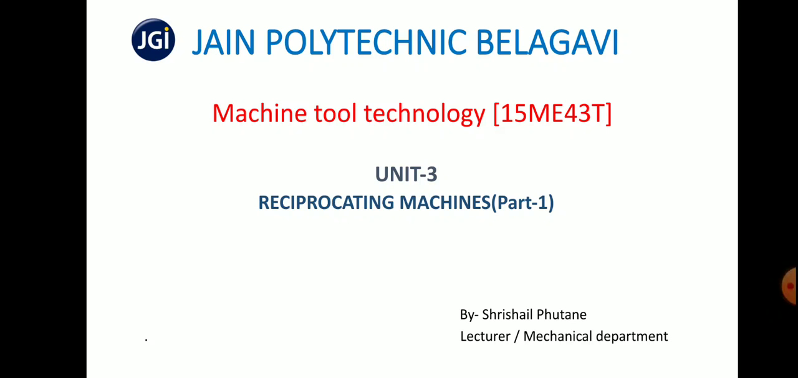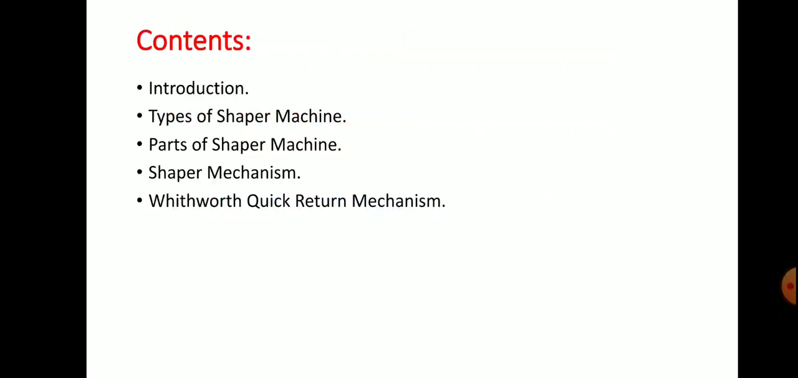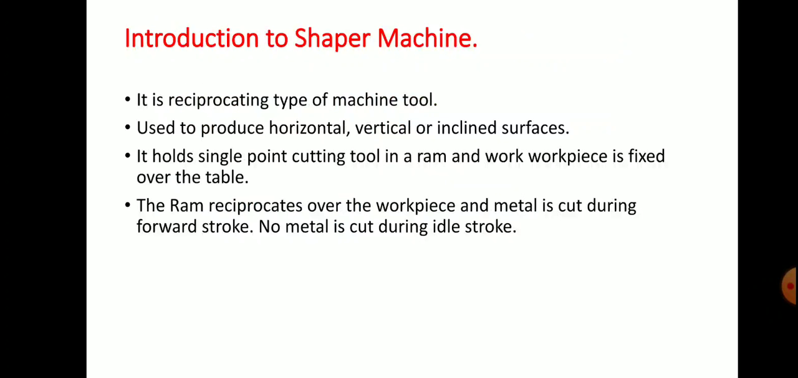So today we are going to start with the third unit, that is reciprocating machines, first part. These are the contents that I am going to cover in this topic, that is in shaper machine: introduction to the shaper machine, types of shaper machines, parts of shaper machines, shaper machine mechanism, Whitworth quick return mechanism. So let us go through this one by one.